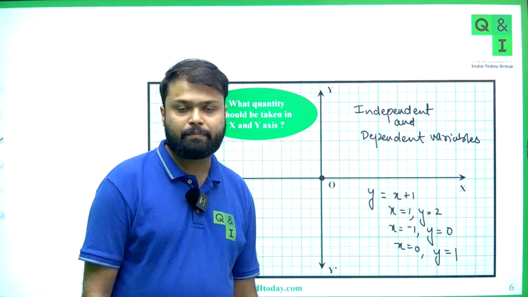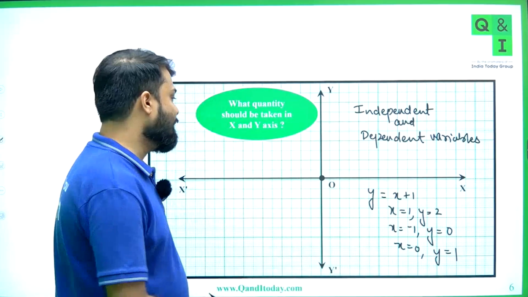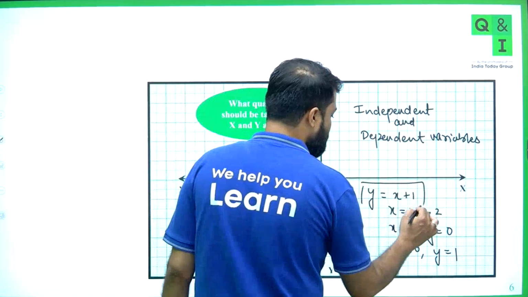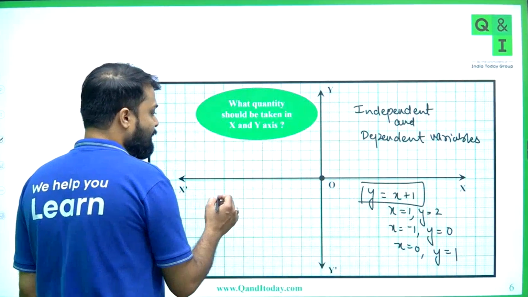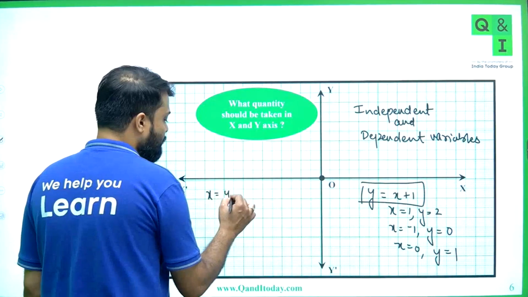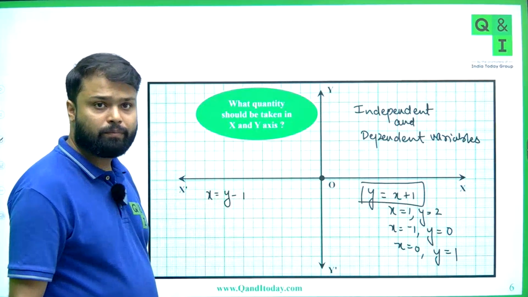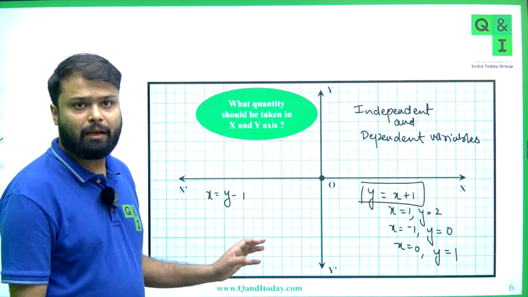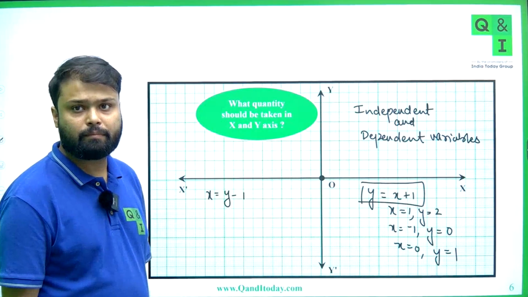Clear? You can also rewrite this equation. Now can we write this as x is equals to y minus 1? Yes or no? Are we clear till now? Any doubt? Clear, sir, clear.